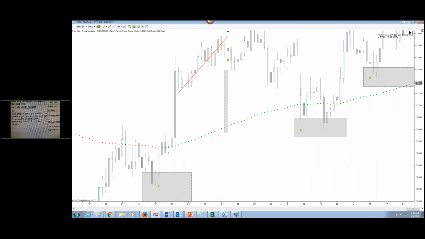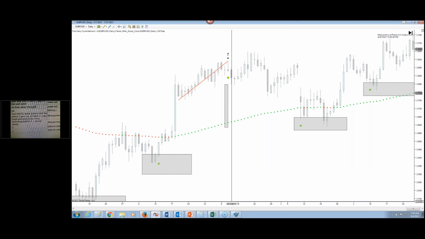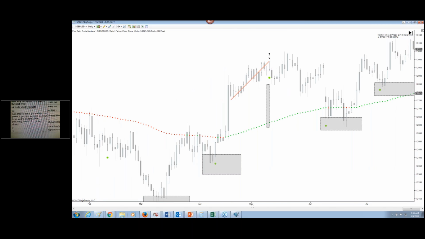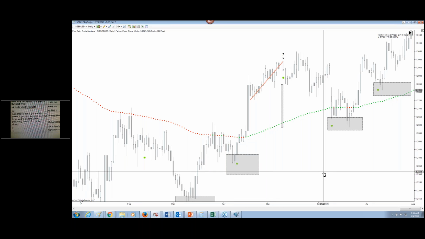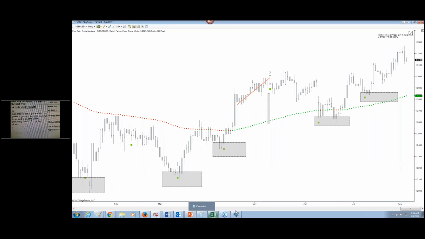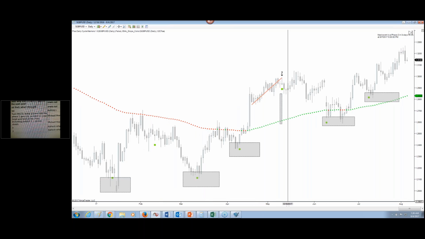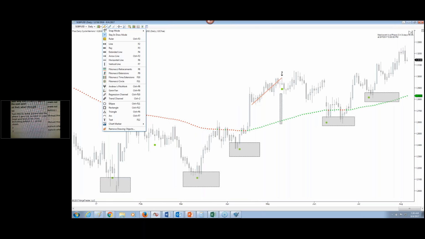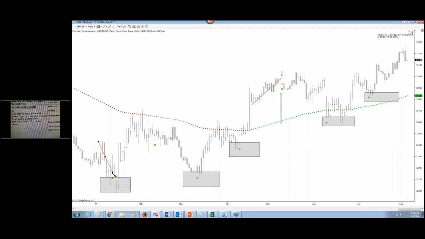So that little guy is different from everybody else because we arrived at that date at the high of an extension. All the other signals, when we got to the phase 2, we arrived at the bottom of a retracement. Everybody see that?